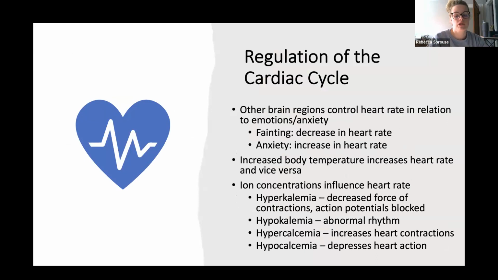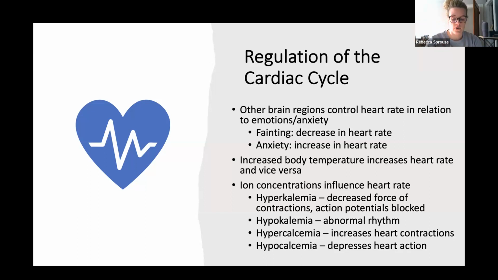And we know that our emotions and mental state have an effect on how our cardiac cycle is operating. For example, fainting results in a decrease in our heart rate, and anxiety would be an increase in our heart rate. Body temperature increases heart rate. That's why when you have a fever, you might have an increased heart rate.